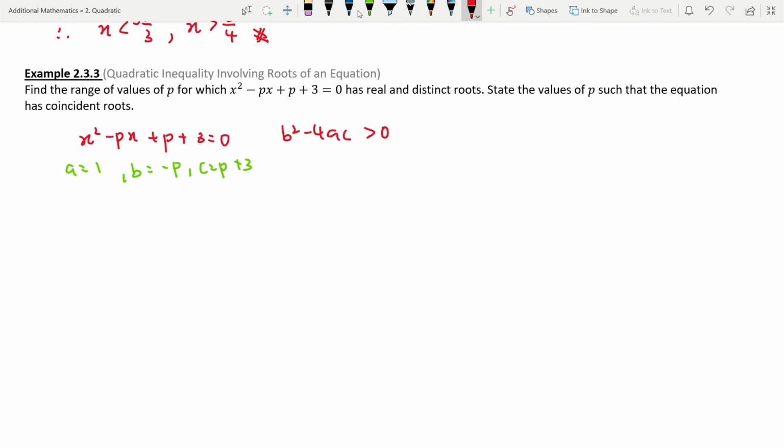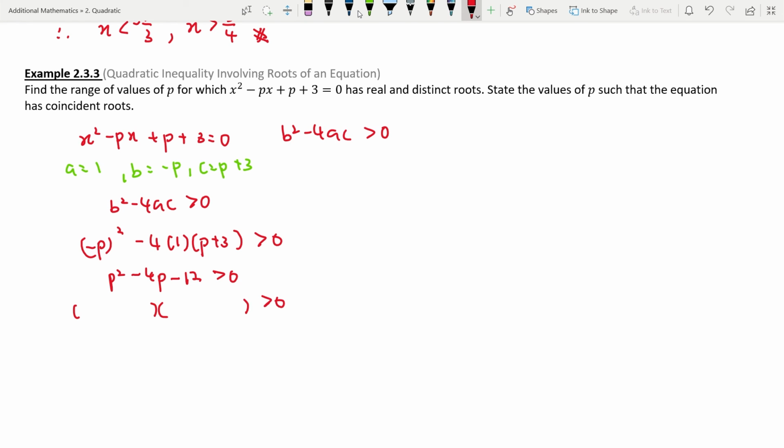Let's substitute the a, b, c into b squared minus 4ac greater than 0. (-p) squared minus 4 times 1 times (p plus 3) is greater than 0. Expand the inequality. p squared minus 4p minus 12 is greater than 0. Then we factorize the inequality.